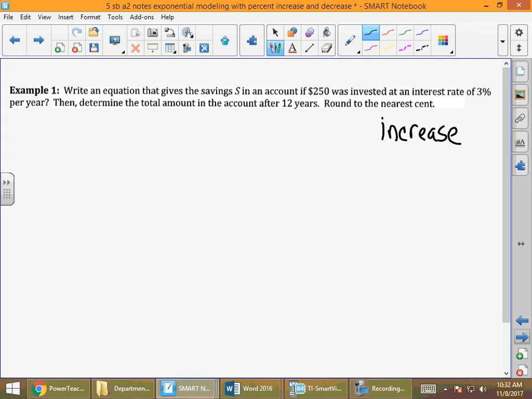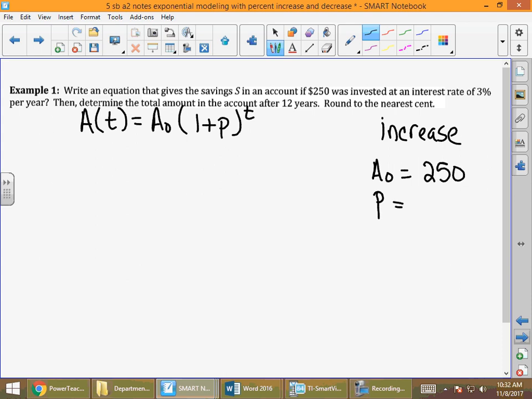And that means that our formula that we're going to use is A of T equals A sub 0 times 1 plus P to the T. What I find helpful, and you don't have to do this, is I like to write down what things are. So A sub 0. What is A sub 0? What's our starting amount in this problem? 250. P, our percentage. Well, in here it's 3%, but how do we write 3% as a decimal? It actually is 0.03. You have to move the decimal 2 spaces to the left. So it's 0.03. And then our T is 12. Again, you do not have to do that. It's just something that I personally find helpful to put back into the problem.